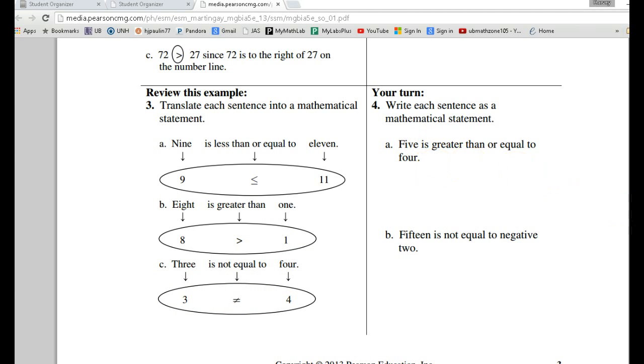Okay, 5 now. Let's start this one. 5 is greater than or equal to. So there's the greater than. There's the equal to 4. 15 is not equal to negative 2.